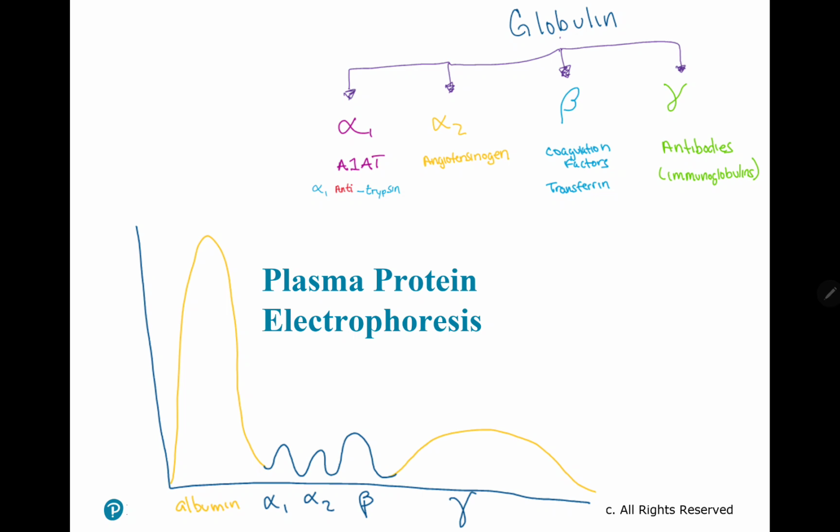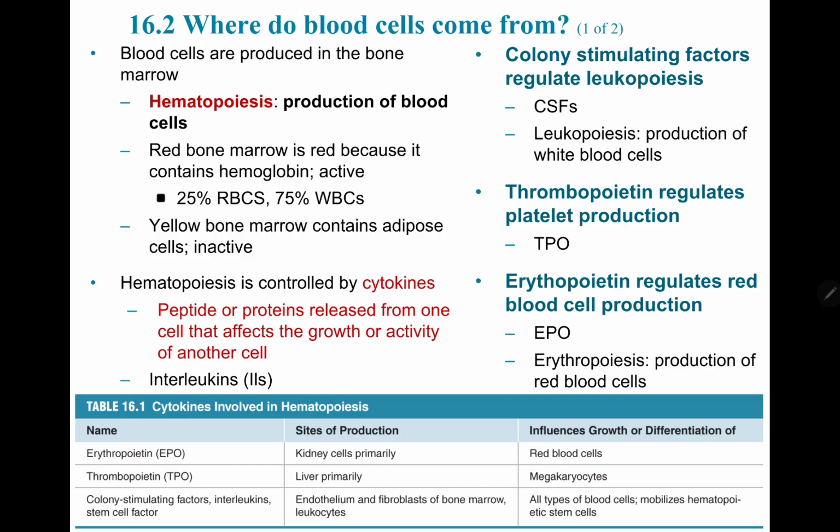And here just shows you an electrophoresis graph of your plasma proteins. Notice how we have an abundance of albumin, right? In comparison to the other ones, alpha 1, alpha 2, beta, and gamma proteins, right? And so, well, where do these blood cells come from, right?